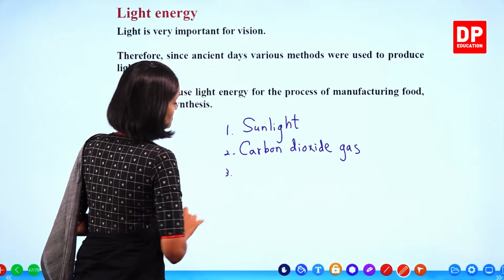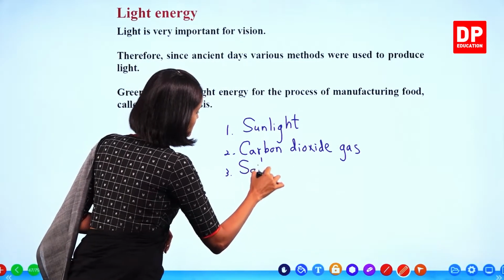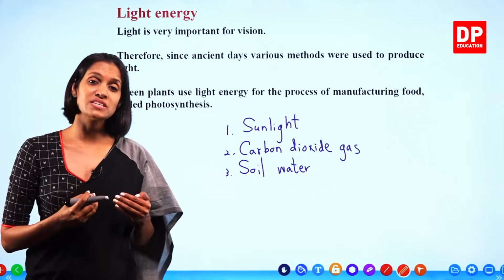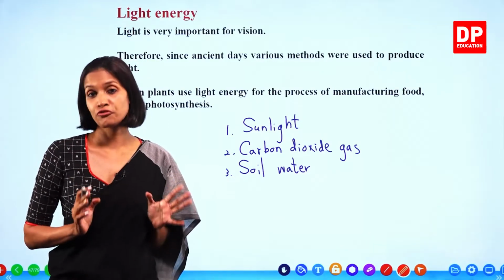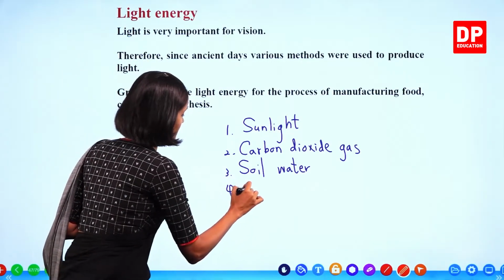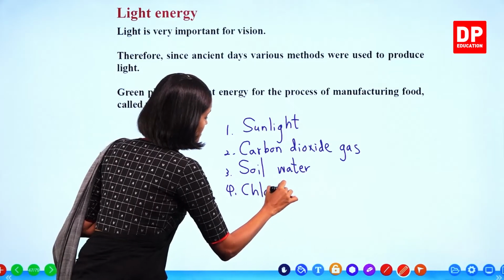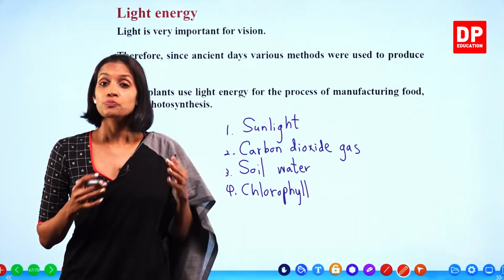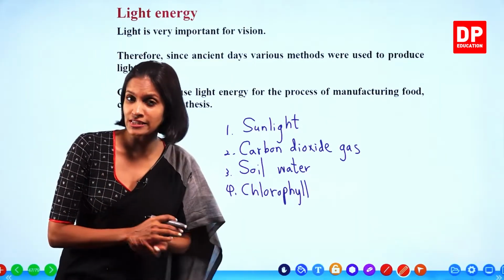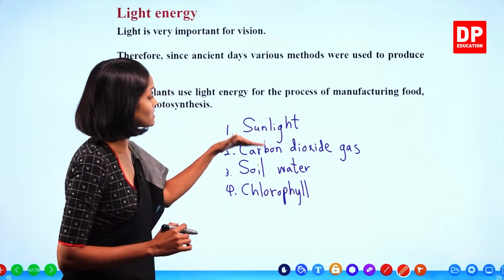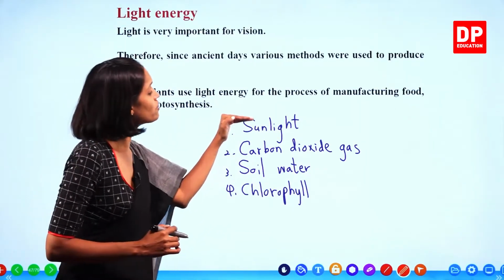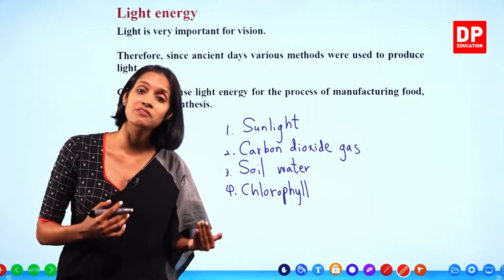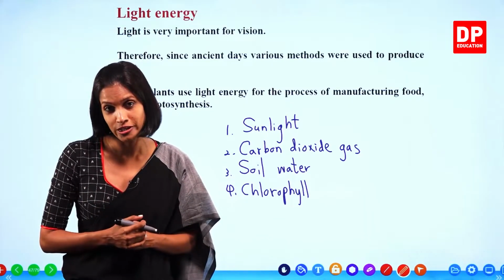What is the third one, children? Soil, water, and finally, the green color substance present in the plants, which is known as chlorophyll, right? Chlorophyll. So for the plants to do photosynthesis, all 4 factors must be present. If at least one of these factors is not there, plants cannot do photosynthesis. In another way, plants cannot produce their own food, right?